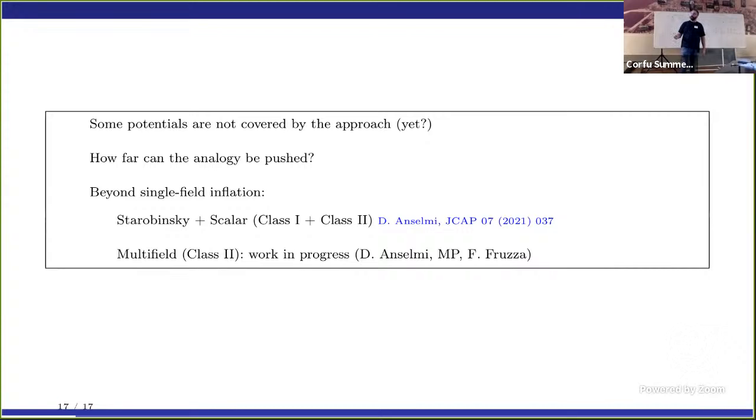Then we can go beyond single field. This was already done in this paper, mixing the Starobinsky potential with the scalar, I think it was phi to the square. So it's a mixing of +1 and +2, and we are working on a multi-field case where they are all +2 right now. Okay, thank you.